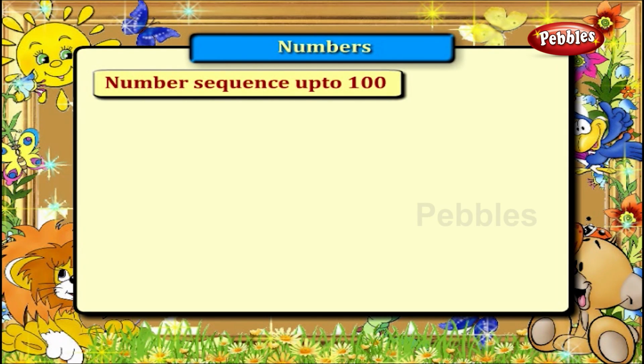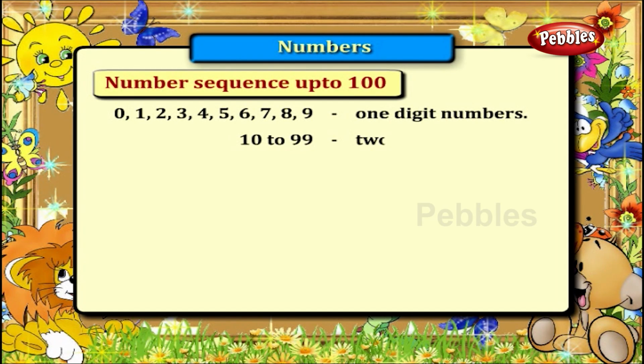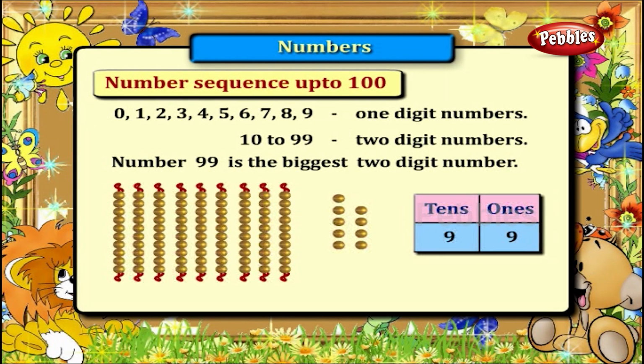Number sequence up to 100. Numbers 0, 1, 2, 3, 4, 5, 6, 7, 8 and 9 are one-digit numbers. Numbers from 10 to 99 are called two-digit numbers. Number 99 is the biggest two-digit number.